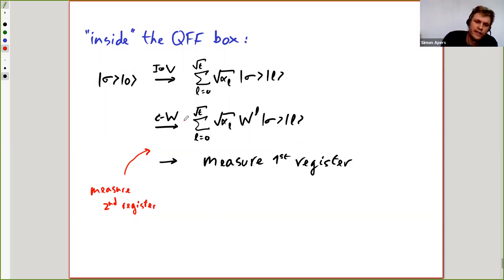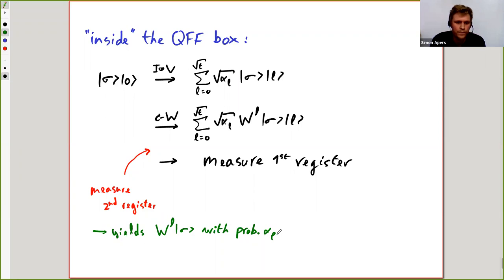But if we measure the second register, we're going to get register value L with probability alpha L, right? The square of this thing. So if we get L, we basically get the state W to the power L sigma, with probability alpha L, right? And then we just measure this state. And that's the same thing, the outcome that we should get will have the same statistics as the original algorithm. And so what does this imply?